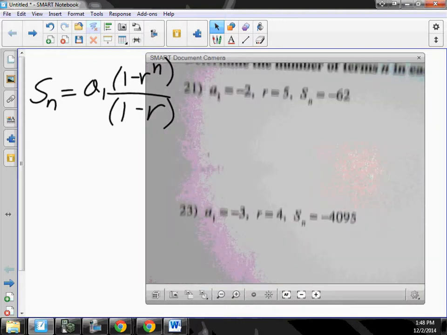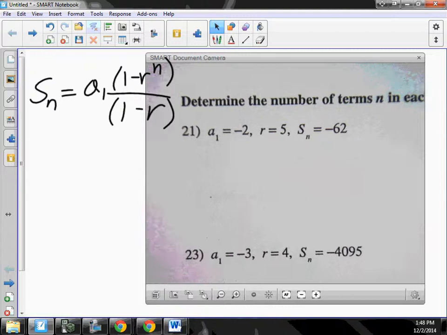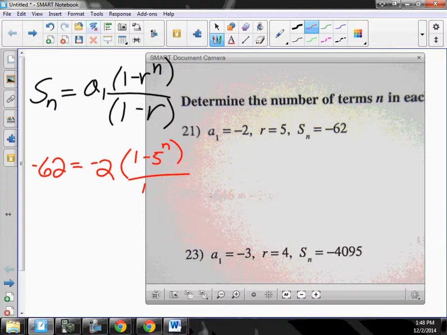So for number 21, determine the number of terms n in each sequence. I know the first term is negative 2. I know r is 5, and I know that the sum is negative 62, and I need to find n. So let's fill everything into the equation. Negative 62 equals negative 2 times 1 minus 5 to the n over 1 minus 5.